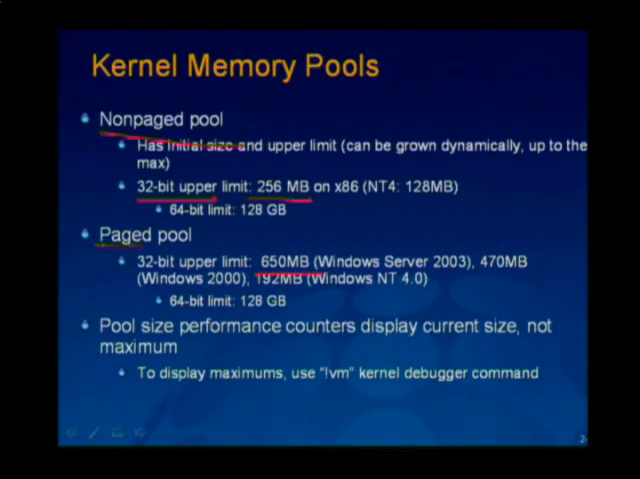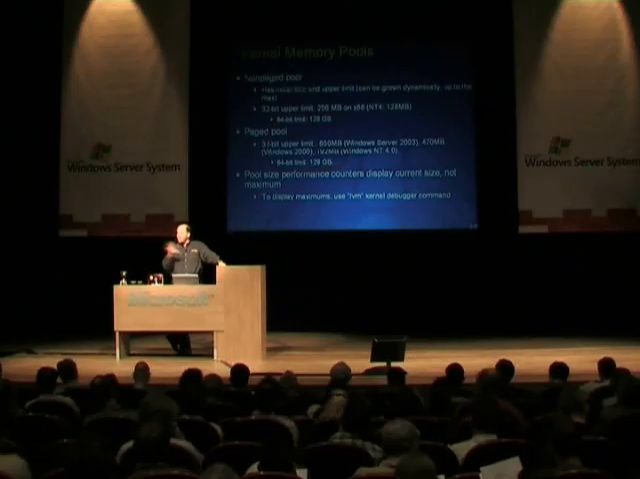650 megs for page pool. On 64-bit Windows, the numbers are quite a bit bigger, 128 gigs for each. And again, those are version 1 numbers that could get bigger easily later. There's a lot of breathing room.